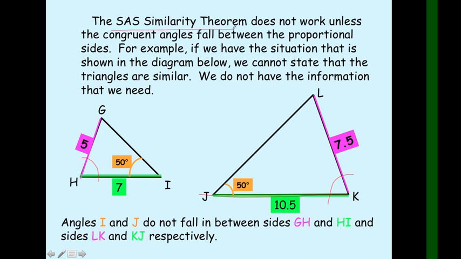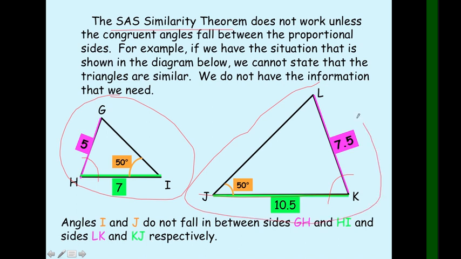Okay? Kasi hindi daw magwo-work yung theorem kapag hindi nagfo-fall doon sa pagitan ng dalawang proportional sides. So, yun ang sinasabi ng statement. So, for this, hindi enough yung ating data to say that the two triangles are similar because the SAS similarity theorem does not work or does not follow the rule needed for these two figures. Hindi nasunod ng dalawang figures na to yung kailangan natin for the SAS similarity theorem.